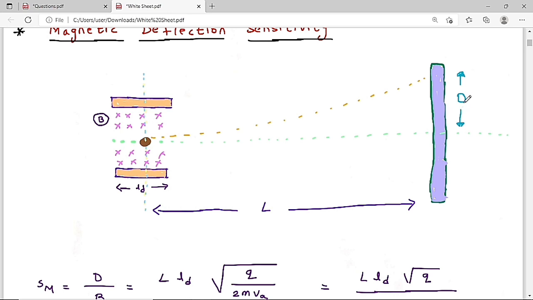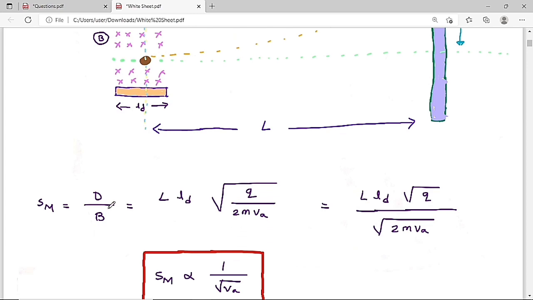So what is the output here? d. And what is the input here? The magnetic field. So what is the magnetostatic deflection sensitivity? It is the ratio of the output by input. So output is d and the input is B.